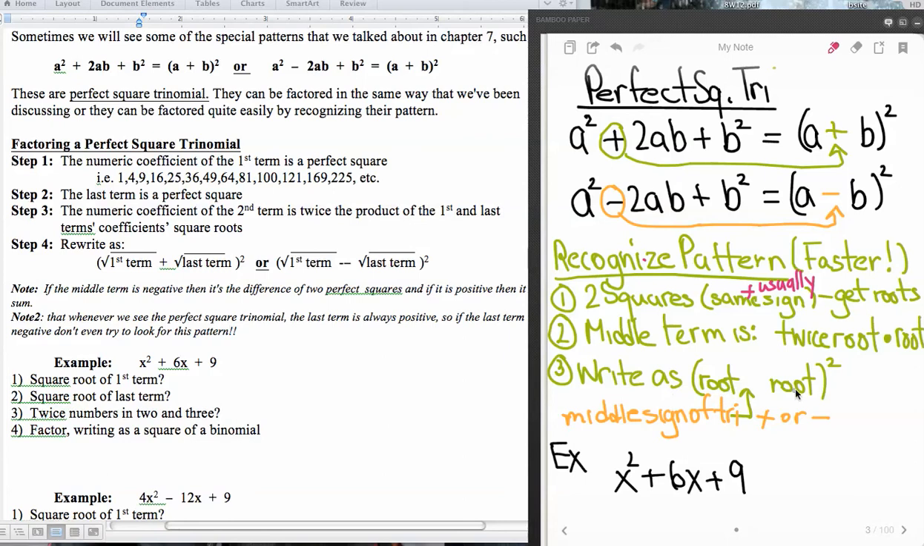And if it is, then we're going to write it as each of the roots in a binomial squared, and whatever the middle sign is, we'll put in the middle here. Plus if the middle sign of the trinomial is a plus, and minus if it's a minus.